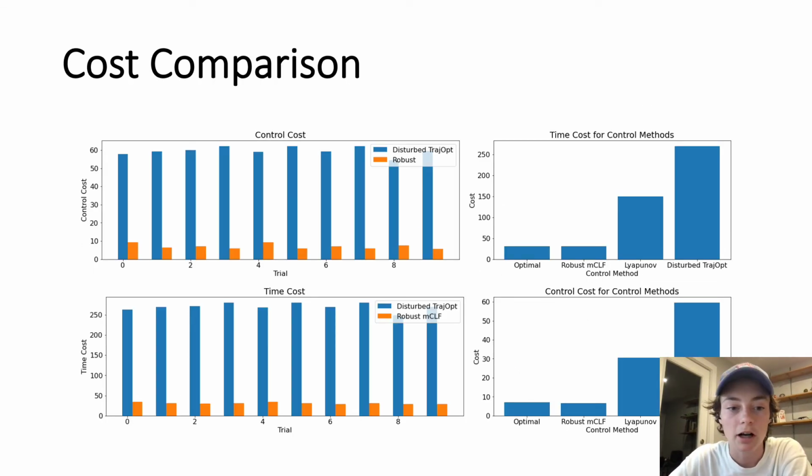And indeed, the cost comparison is roughly what we would expect, with the robust mCLF sitting close to the optimal and in between the optimal and Lyapunov. Notably, though, we did stop counting the cost after it hit the trajectory, like the desired final state or the desired final manifold, for the first time, which accounts for this big increase in cost between the optimal and the Lyapunov, because the Lyapunov took about 3 times longer to find that final state.